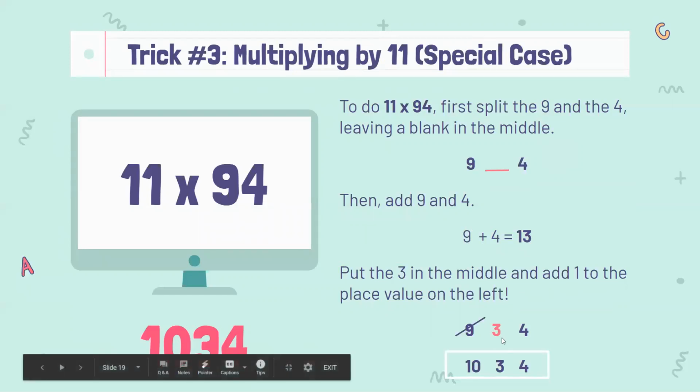So we take the ones place from 13, which is 3, and we put it into that blank. But where does the 1 go? This 1 is actually added to the place value on the left. In this case, the place value on the left is 9. So 9 plus 1 is equal to 10, and our final answer is 1034. Therefore, 11 times 94 is 1034.